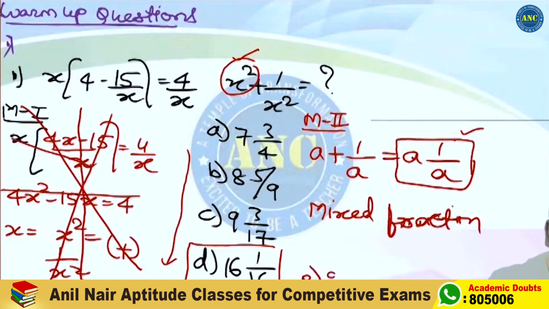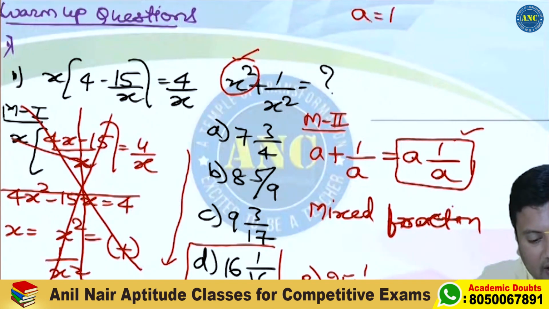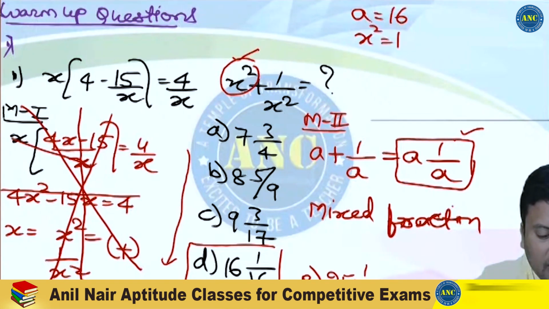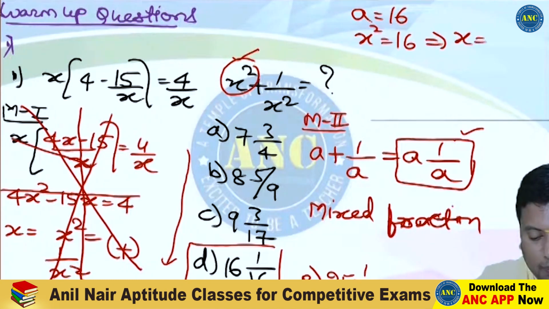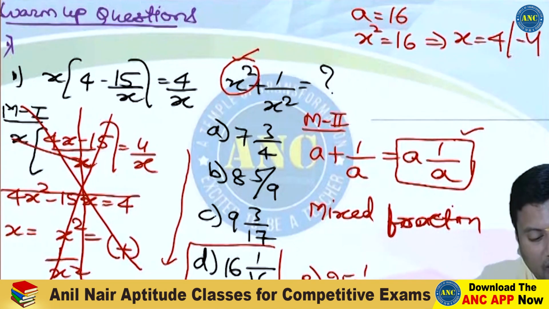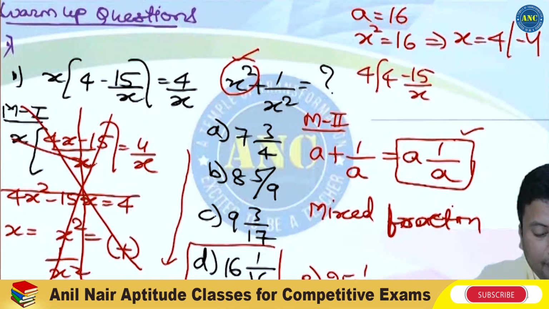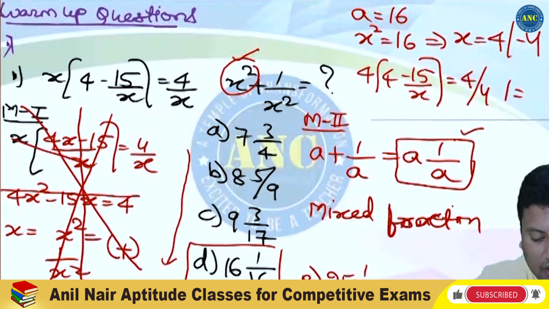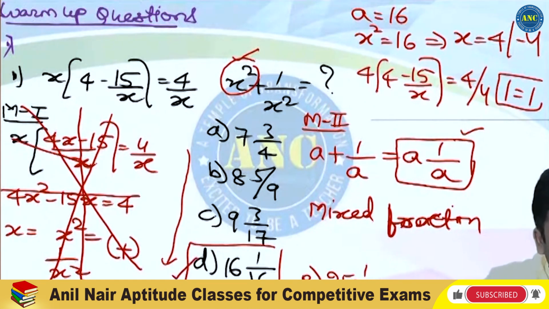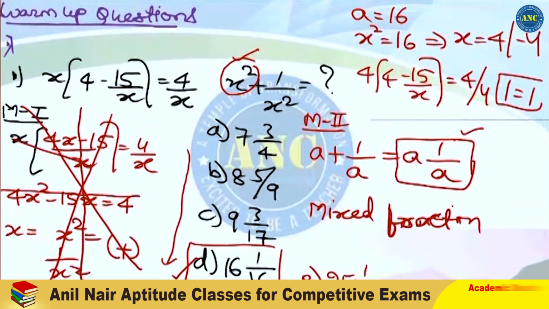Hey Anil sir, what if there is another option 25 1 by 25? In that case, what you will do is: a is nothing but 16, x square is nothing but 16, x is plus or minus 4. Take one value 4, check with the left hand side equivalent to right hand side. 4 into 4 minus 15 by x equivalent to 4 by 4, 1 equivalent to 1. So option number D is satisfying. D is nothing but just read the question before using your mathematical skills.